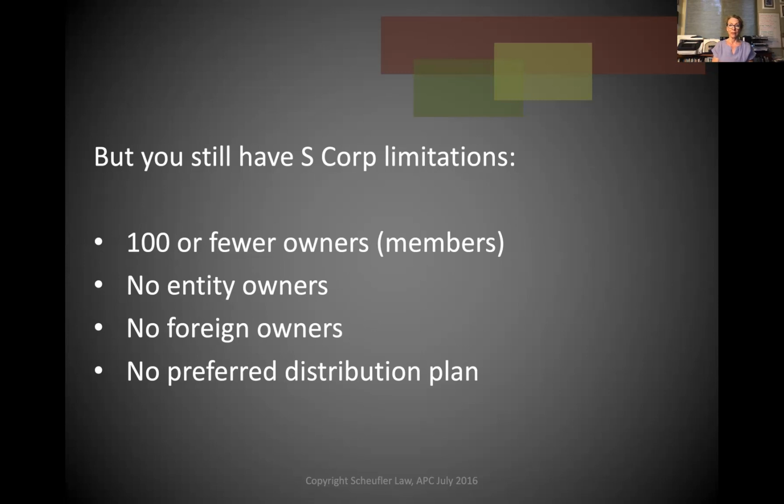In an S Corp, you have to do the pro rata split regardless of who put money in first or who put the most money in. It's pro rata based on your percentage of ownership. So I hope that made sense.